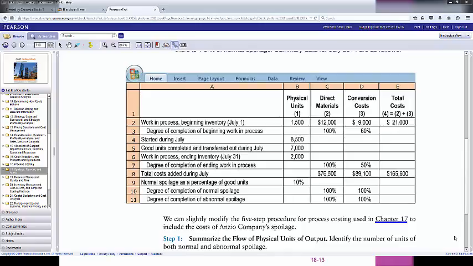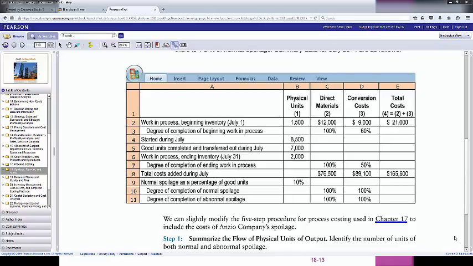If you happen to have the 14th edition of the textbook, the data set has not changed. The data set in Chapter 18 of the 14th edition text is on page 648. But in the e-text and the 15th edition version, it is page 710. Alright, so we have got some information here for the month of July.